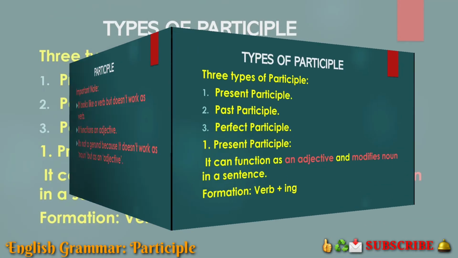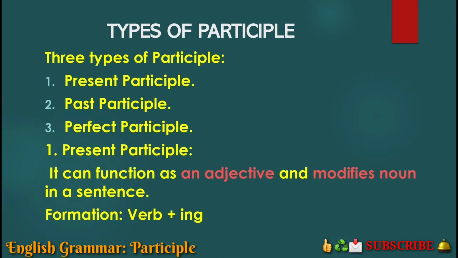Okay, we shall study now the types of participle. There are three types of participle. 1. Present participle, 2. Past participle, and third one perfect participle.